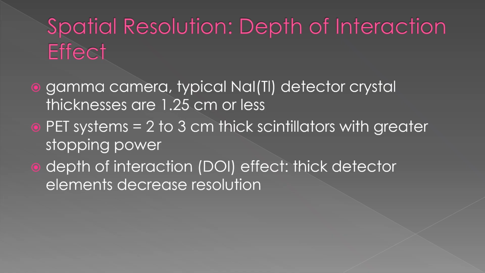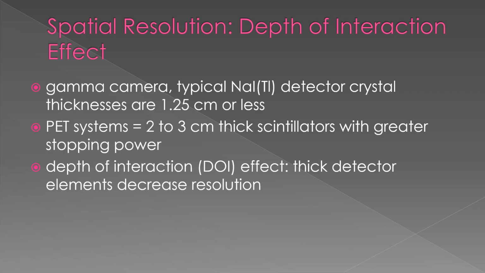With the gamma camera, the typical sodium iodine thallium detector crystal thickness is about 1.25 centimeters or less. With PET systems, we use thicker crystals. We have to have thicker crystals with greater stopping power because instead of using a 140 keV photon, these are 511 keV photons. So they have a greater capability of just passing right through and never interacting with the crystals. So the crystals have to be thicker. They also have to be denser. We use much denser materials for the crystals in the PET systems.